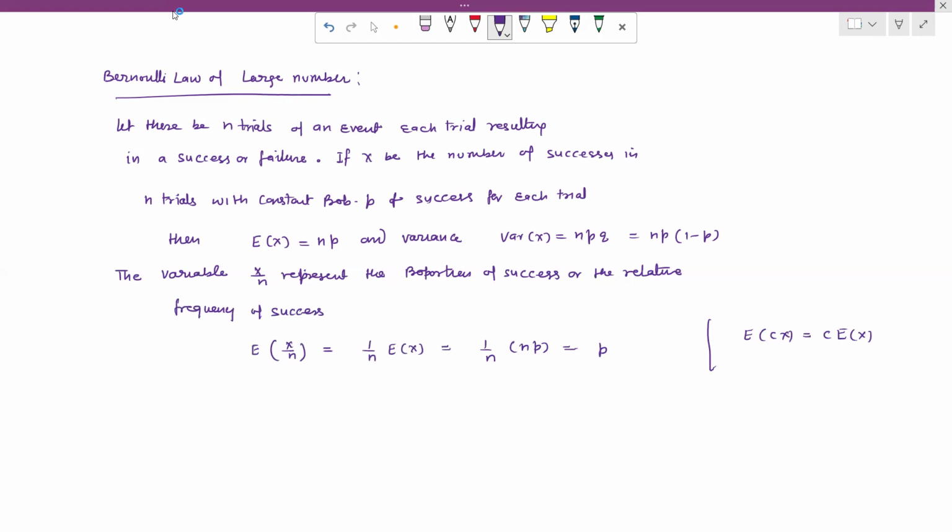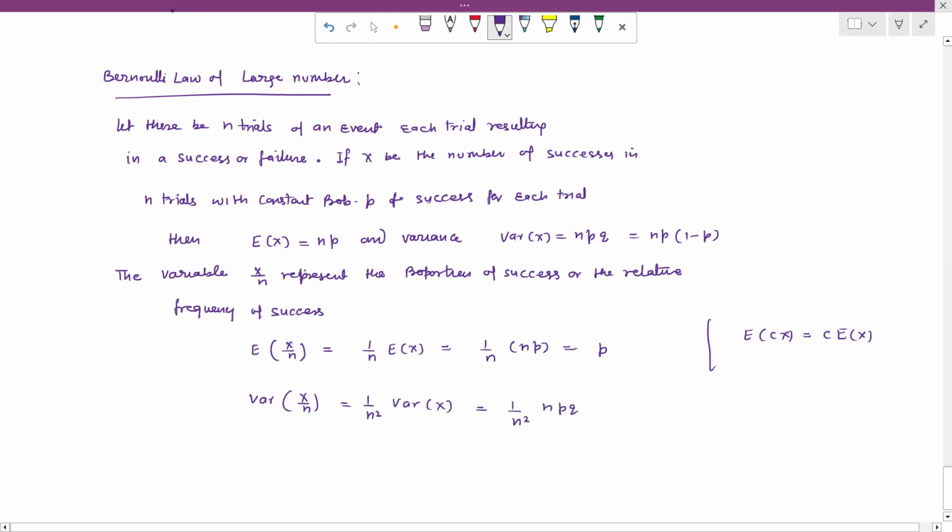Now, similarly, when we obtain the variance of the proportion X upon n, this can be written as 1 upon n square times the variance of X. The variance of X is npq, so this can be written as pq upon n, or q we can write as (1 minus p) upon n.